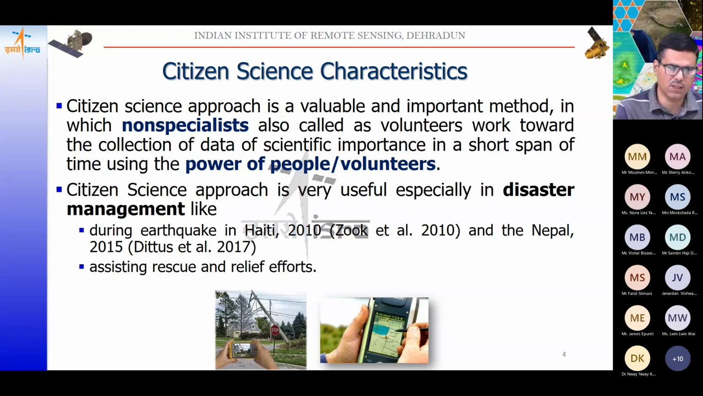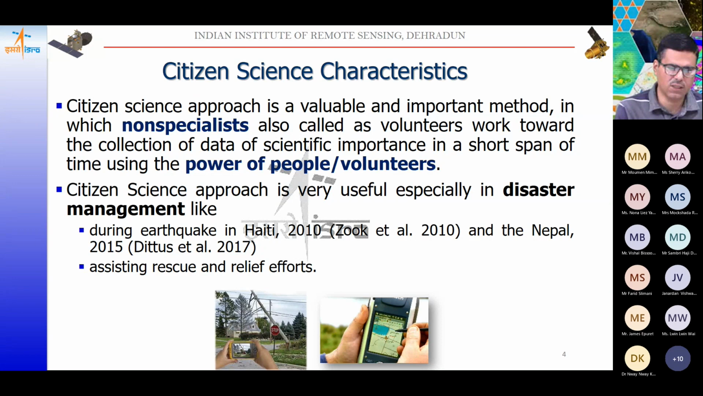That could be collection of data. But the important thing is using the power of the people or the volunteers. For example, if we talk about pure data collection, in a short span of time a lot of data could be collected. This is unlike a specialist whom we need to hire, where in order to capture the entire data for the study region, a lot of effort and a lot of time will be spent to collect the data.